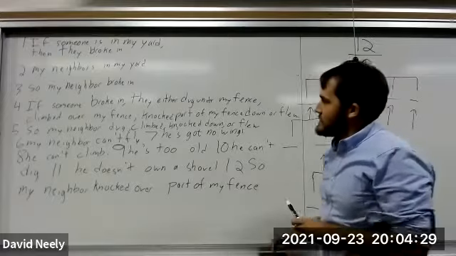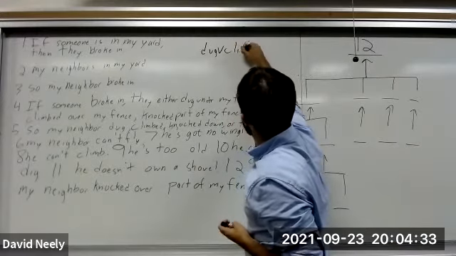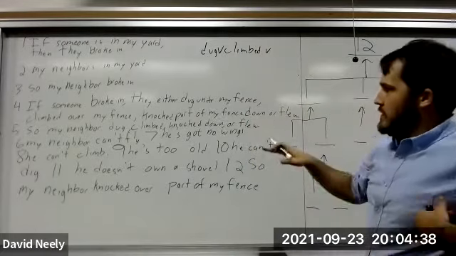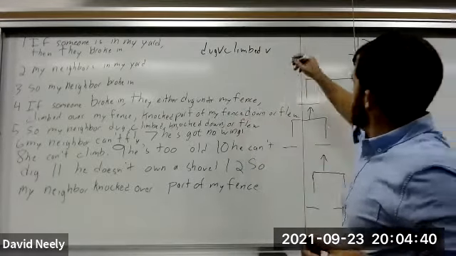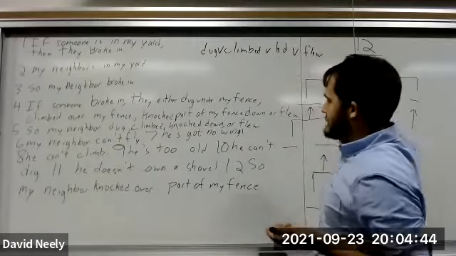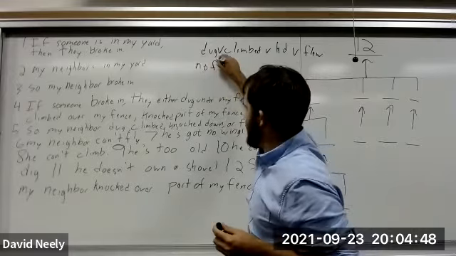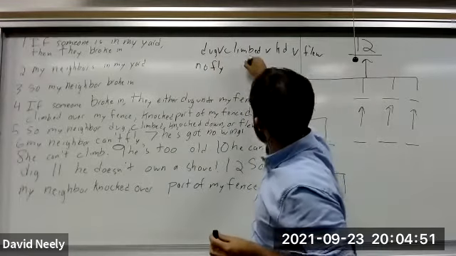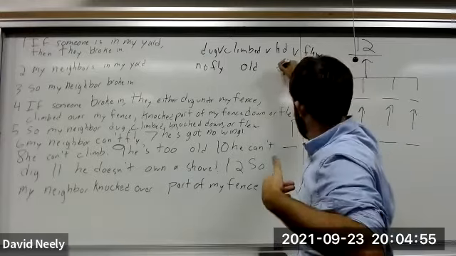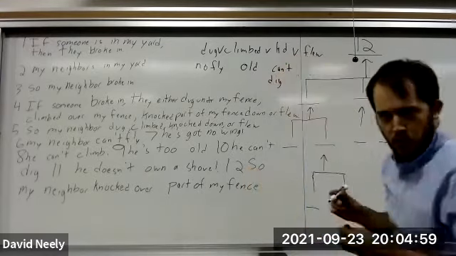So 5 is my neighbor Doug climbed. I'm just going to use this little symbol here. Or Doug climbed, knocked down, or flew. 6 was no fly. 9 is old. And 10 is can't dig. Those were the ones you said, right?